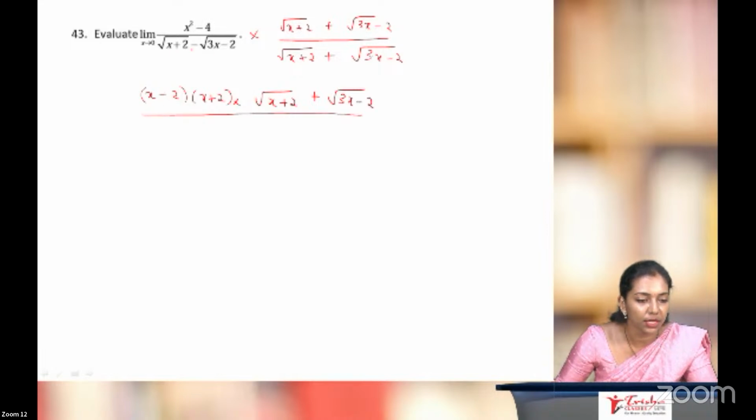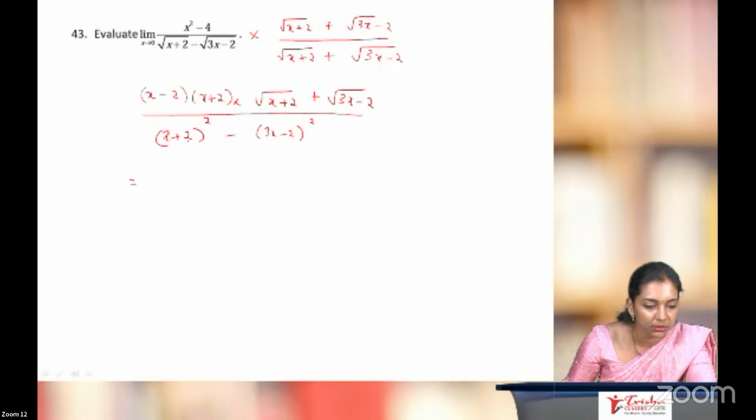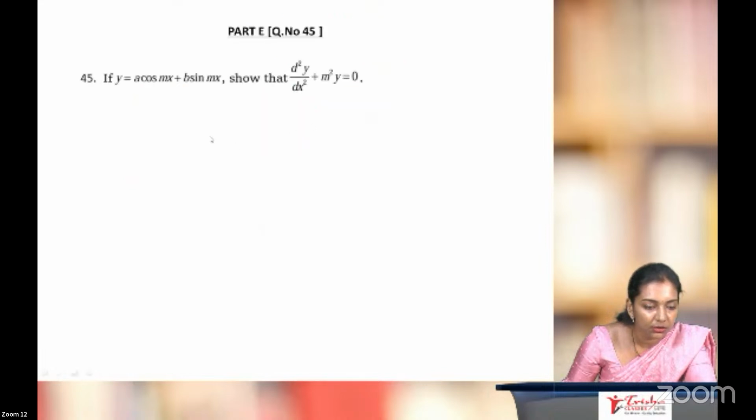So this is of the form a minus b into a plus b, the a square minus b square form. So x plus 2 whole square, a square minus b square. So that is, one second, root goes. So 3x minus 2 whole square. Okay. So here it is x minus 2 into x plus 2. So numerator, one second. Sorry, the square is not there. Yeah, you just have to simplify the denominator.